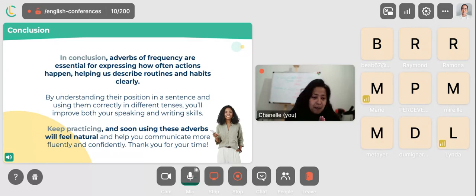In conclusion, adverbs of frequency are essential for expressing how often actions happen, helping us describe routines and habits clearly. By understanding their position in a sentence and using them correctly in different tenses, you'll improve both your speaking and writing skills. Keep practicing, and soon using these adverbs will feel natural and help you communicate more fluently and confidently.